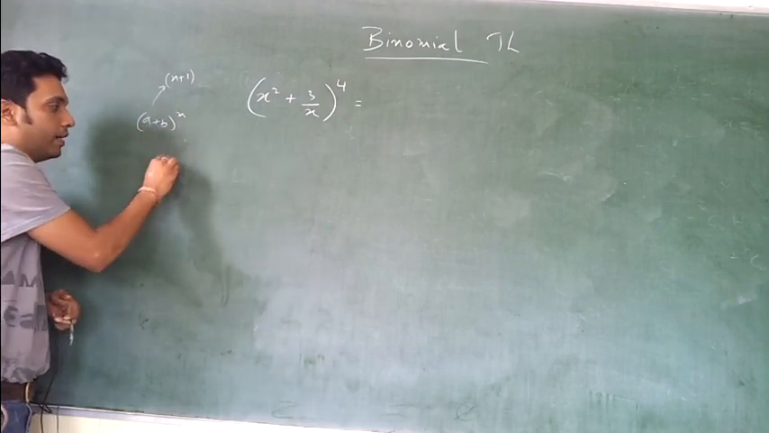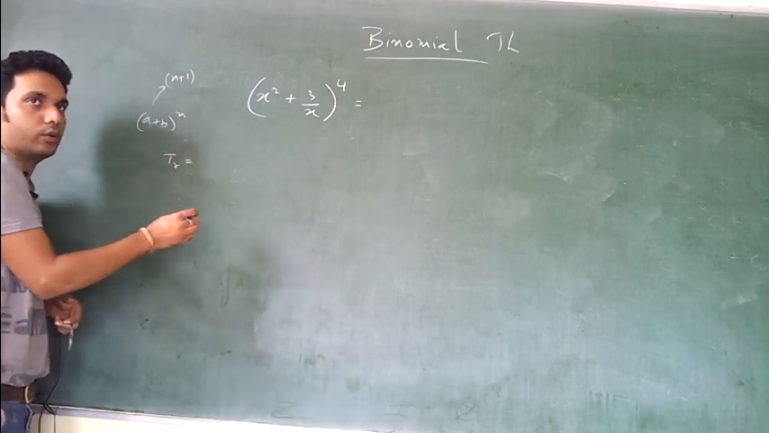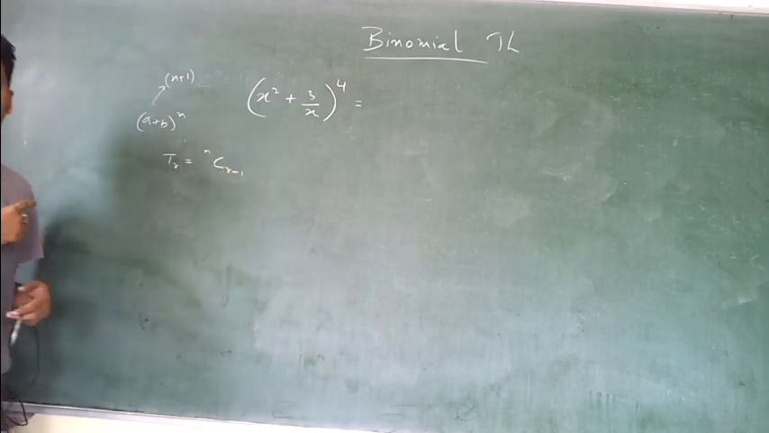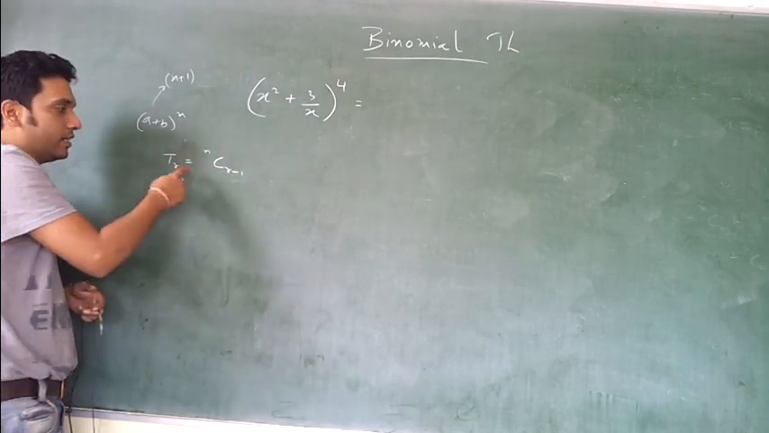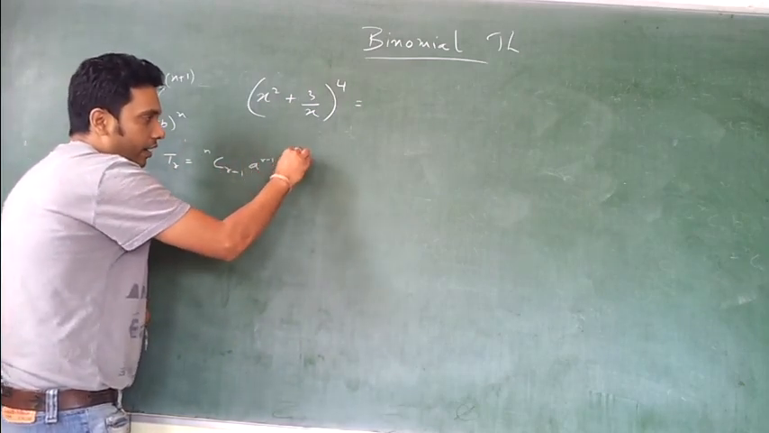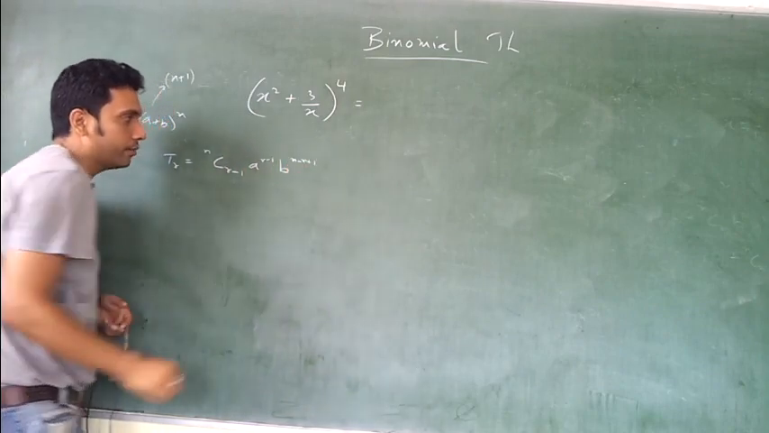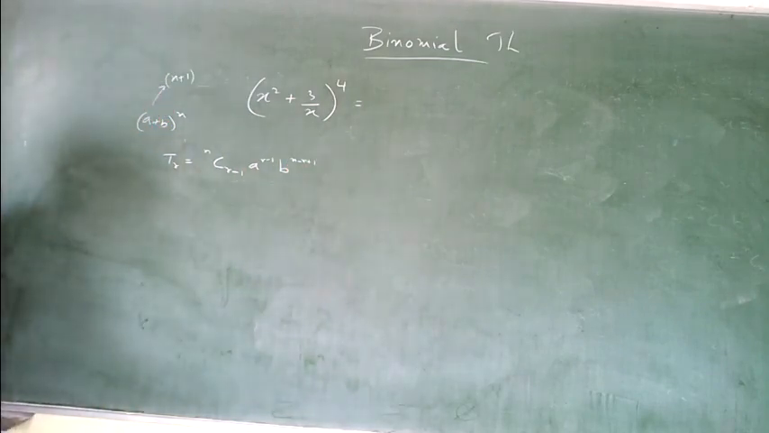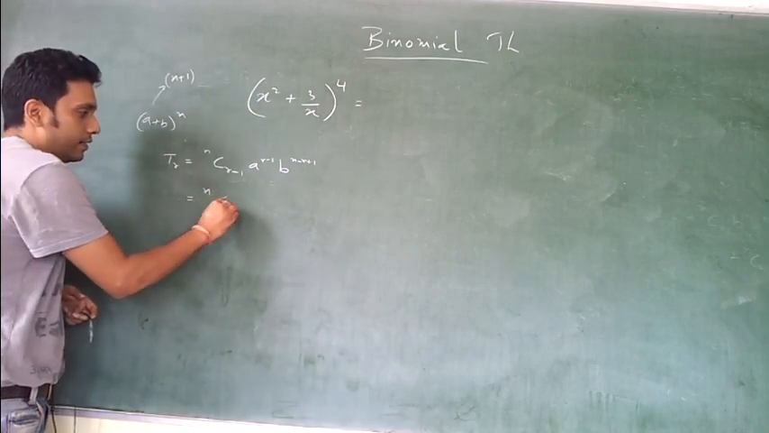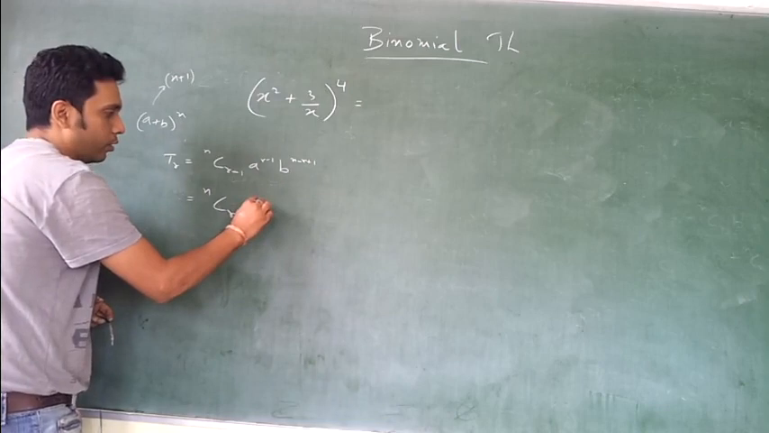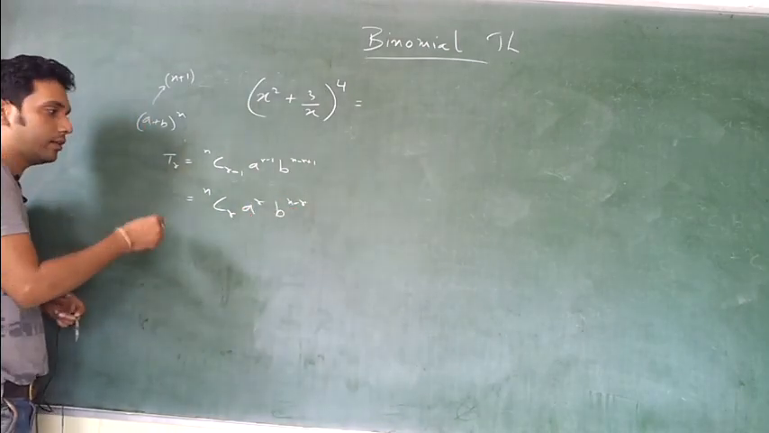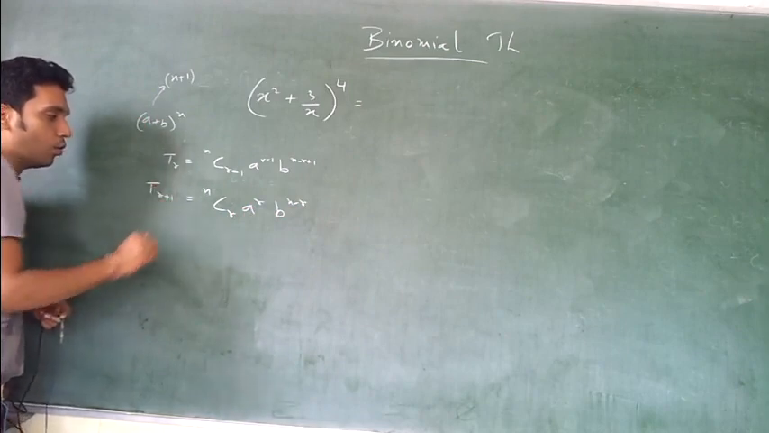The rth term of this expansion, T r, will be equal to nCr minus 1, a power r minus 1, b power n minus r plus 1. Look very carefully, everybody. This is the rth term of this expansion. What we write as the general term is nCr, a power r and b power n minus r, which is simpler to write. This is not the rth term, this is the r plus 1th term.